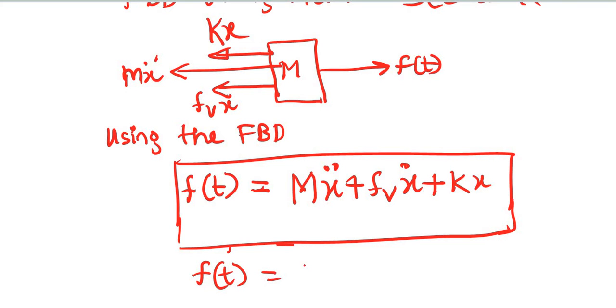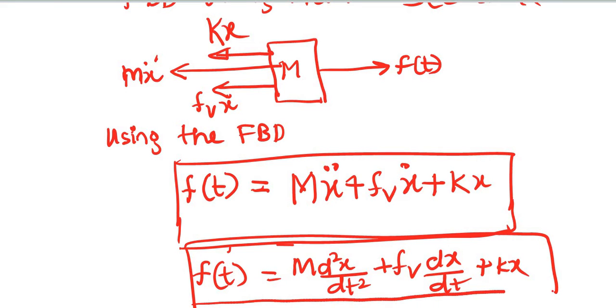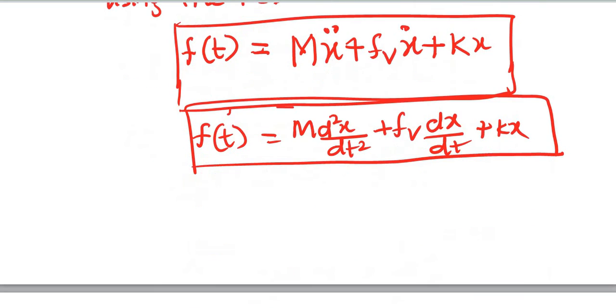Also, it can be written as m d square x by dt square plus Fv dx by dt plus Kx. Okay, it is written in both ways. So this is called the mathematical model of the system shown in the figure. So this is one part, that is the differential equation model or the mathematical model.